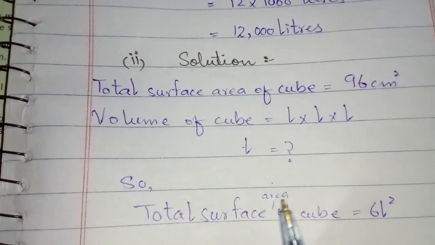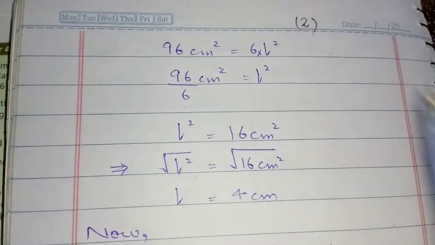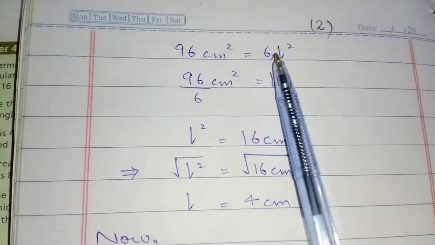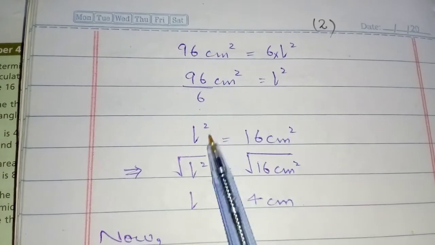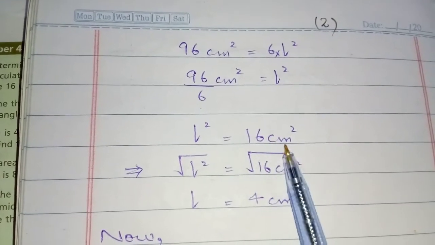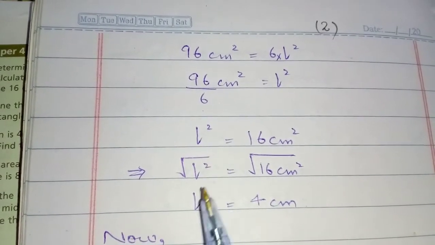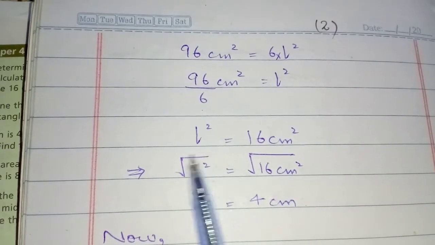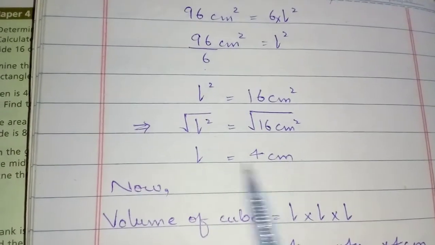As we know that total surface area of a cube is equal to 6L square. By putting the values, 96 centimeter square is equal to 6L square. 96 over 6 centimeter square is equal to L square, and after cutting, L square is equal to 16 centimeter square. But we have to find only the value of L. So we have to take square root on both sides. Then we have the value L is equal to 4 centimeter. This is the length of the cube.